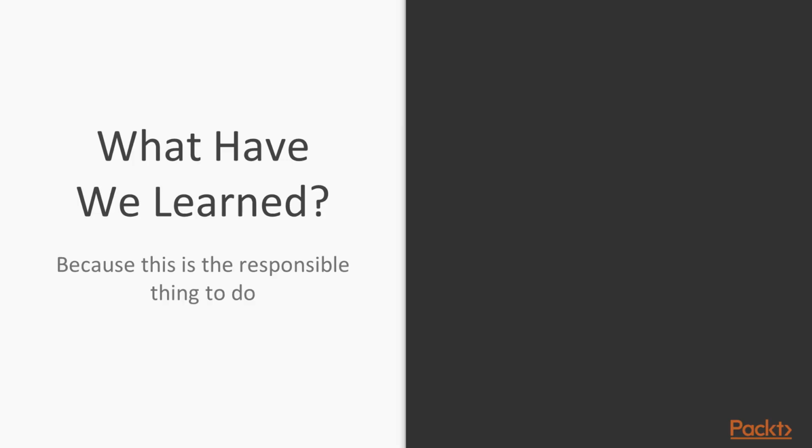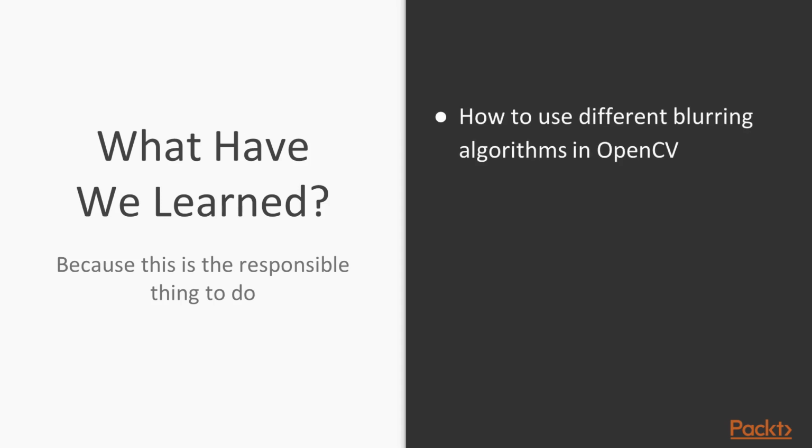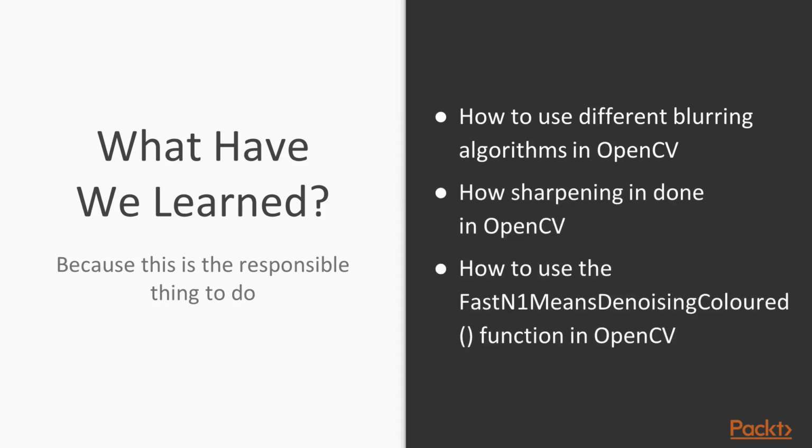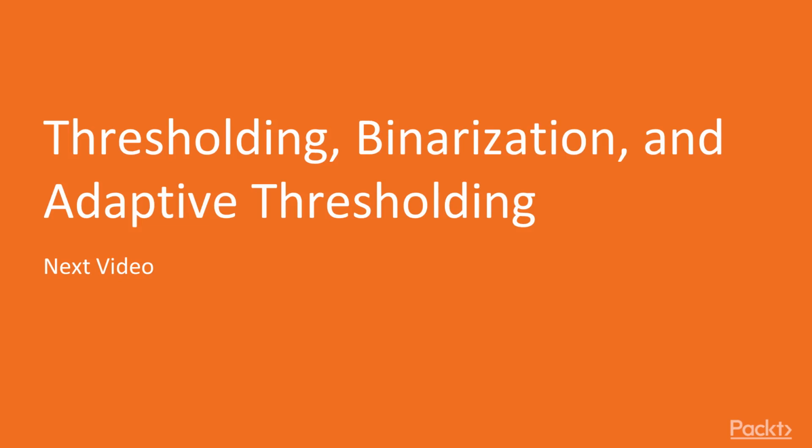Alright, so to summarize what we've learned in this last video: we've learned how to use different blurring algorithms in OpenCV and how the different convolutional kernel sizes affect blurring. You've learned how sharpening is done in OpenCV and how to use the fastNlMeansDenoisingColored function in OpenCV. Up next, we take a look at thresholding, binarization, and adaptive thresholding.